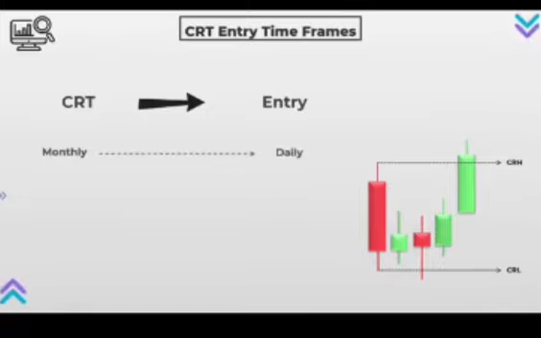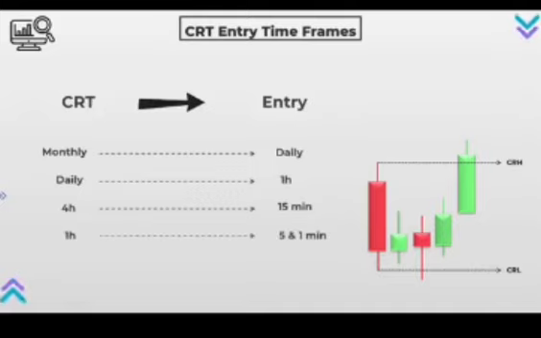If your identified CRT is on the 4-hour time frame, then entries must come from the 15-minute time frame. If your CRT is on the 1-hour time frame, then you can use a 5-minute or 1-minute time frame for your entry. If you use the 15-minute time frame to identify CRTs, then you should use 1 minute to place a sell or buy position. Now, let's see how to use the CRT model to our advantage and execute trades based on it.